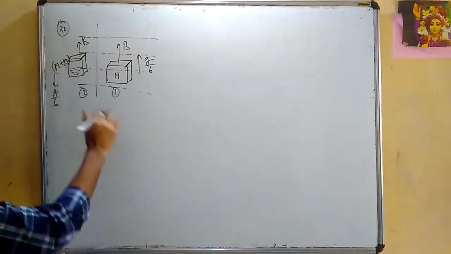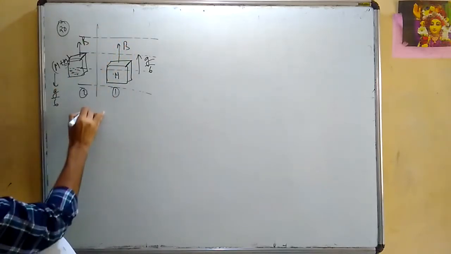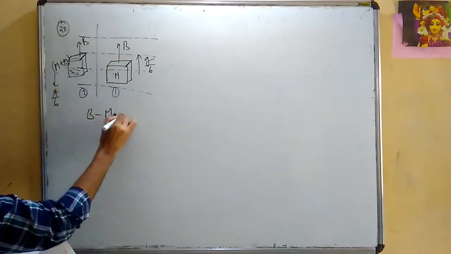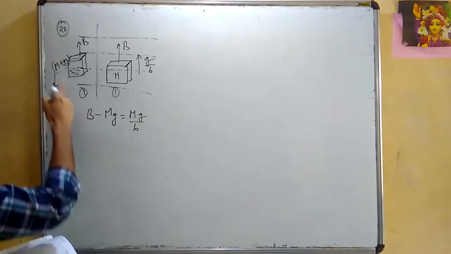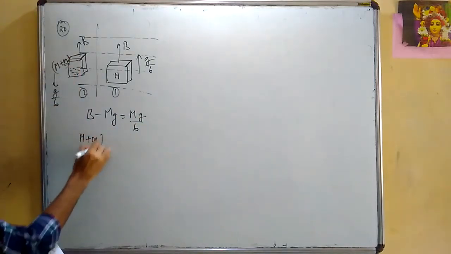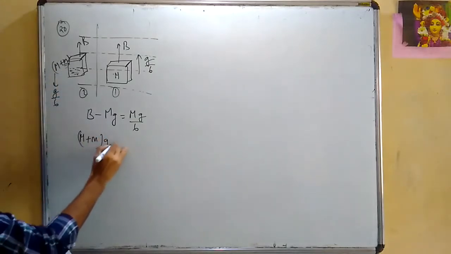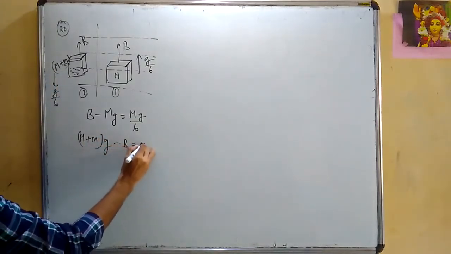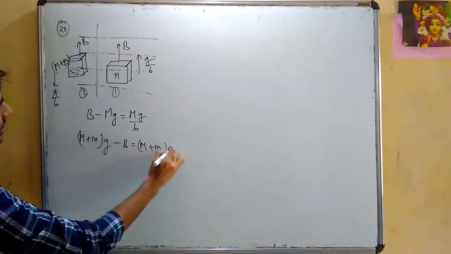Now let us quickly write the equations of this. So the body is going up. What equation will I write? B minus mg equals mass into acceleration. And for this, what equation will I write? It is coming down. So carefully write the weight. The new weight is (M plus m)g. This weight minus the buoyant force will be equal to mass into the acceleration downward.